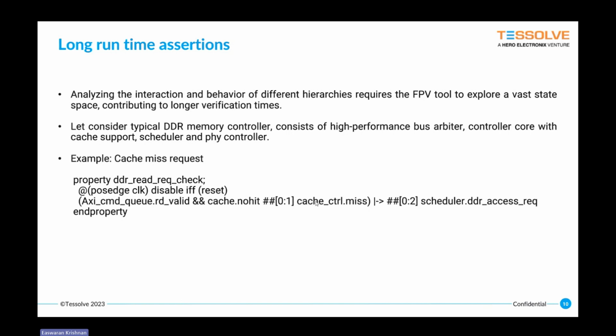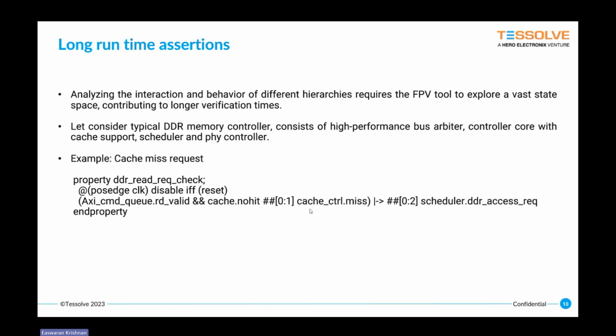This controller generates a DDR memory read request or a cache buffer memory read request based on the cache buffer hit flag. The scheduler schedules the DDR memory read access request. So once this command queue DDR valid is asserted, then the cache buffer no-hit flag is asserted. Within 1 clock cycle, the cache controller's miss signal will be asserted. Then this scheduler should schedule the DDR access request within 2 clock cycles.